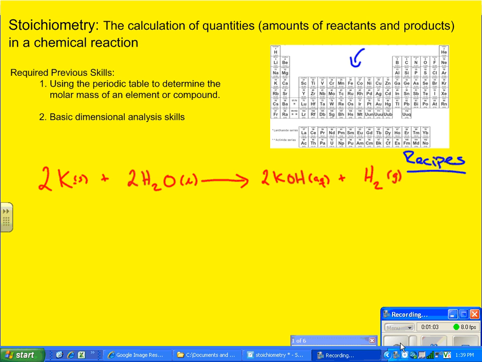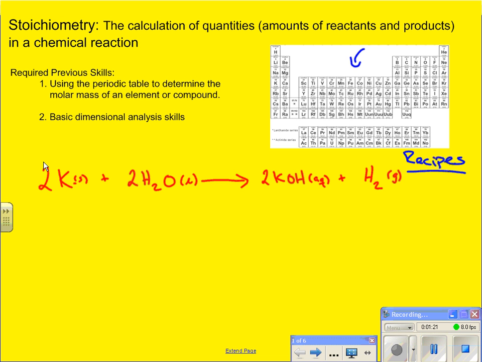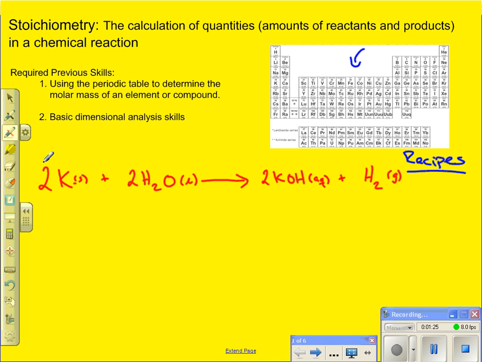So the first thing we're going to want to do with stoichiometry is, first of all, make sure that we're actually looking at a balanced chemical equation. If it's not balanced, everything that you're going to do is just going to be an exercise in frustration. It does have to be balanced. This equation that we have in front of you: 2 potassiums plus 2 waters yields 2 potassium hydroxides and 1 H2 gas molecule.